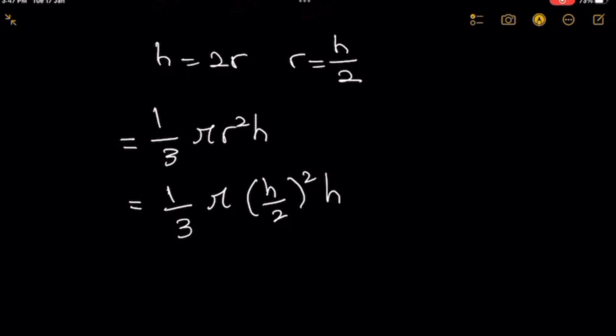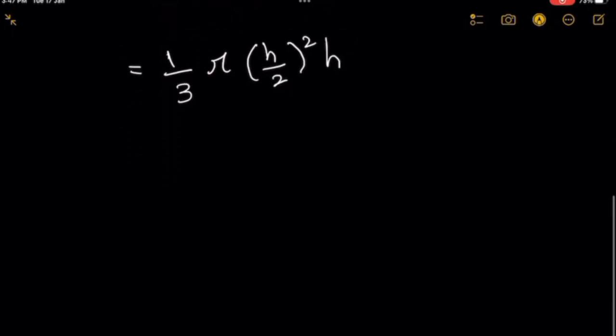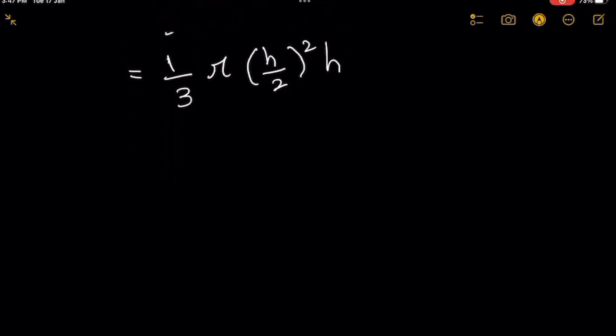Okay, so we can settle down the equation. From the equation, we can get pi over 3 times h cubed over 4.